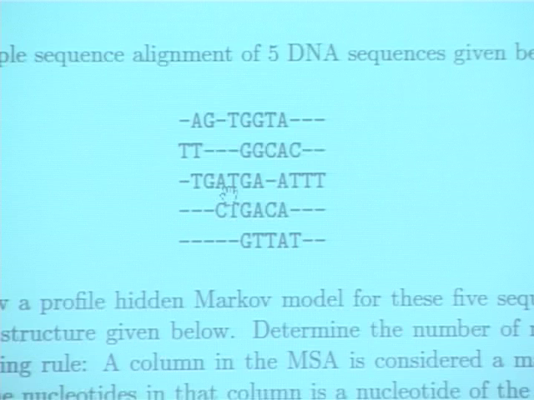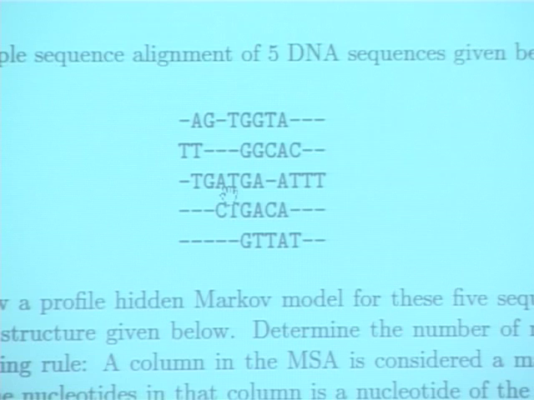So A, G, they are I0 states. T is the match state. The second G is a match state. GT is the I2 state. The last A is the M3 state, and I go to the end. Okay, so these are the states the first sequence visits when it's emitting its letters, these A, G, T, T, G, A.